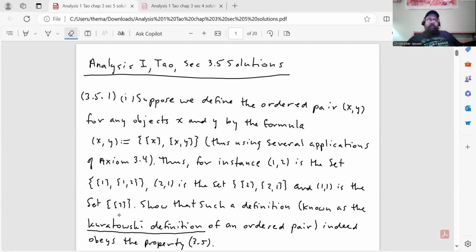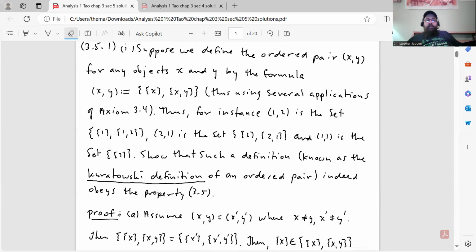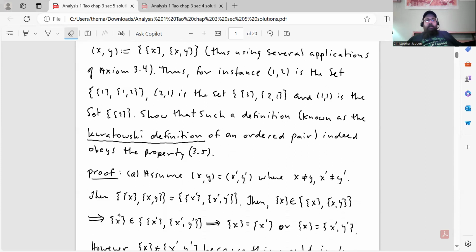So let's start with the first one, 3.5.1. There are a few parts to this. Part 1 of question 3.5.1 says, suppose we define the ordered pair (x, y) for any objects x and y by the formula (x, y) = {{x}, {x, y}}, thus using several applications of axiom 3.4. Then he gives a few examples of it, and he says, show that such a definition, known as the Kuratowski definition of an ordered pair, indeed obeys the property 3.5.